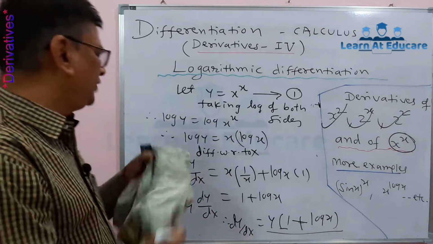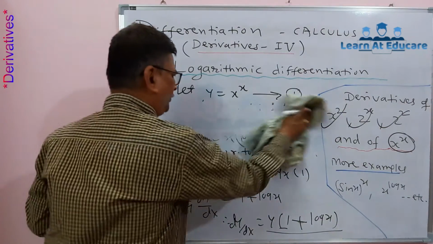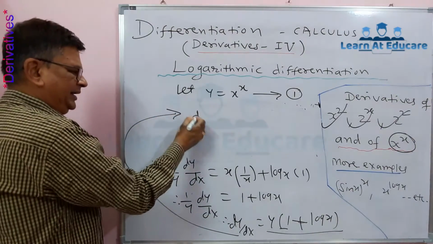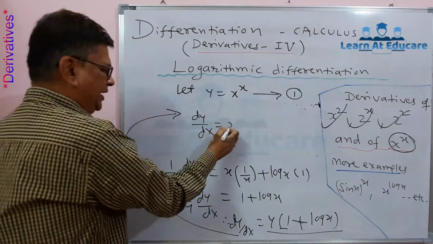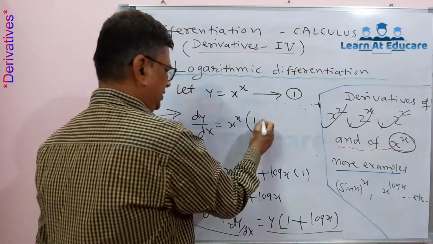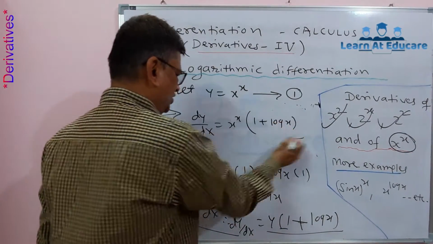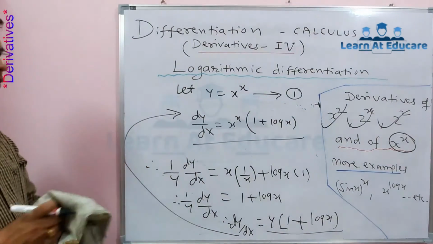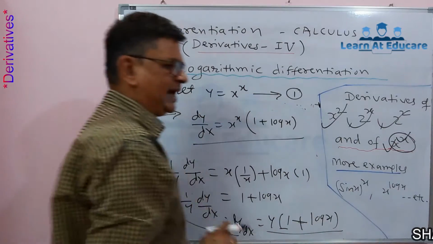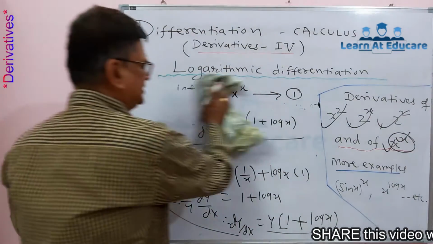Now we have to put the value of y there, and when you put the value of y from equation 1, we will get dy by dx as y into bracket, but y is x raised to x, into bracket 1 plus log x. So that is how to find the derivative if both base and the index are functions. We may take one more example.